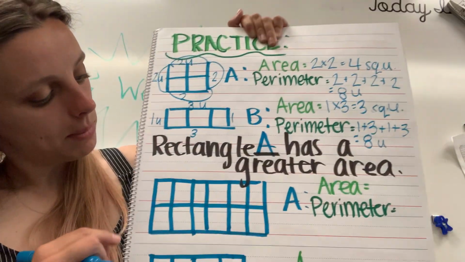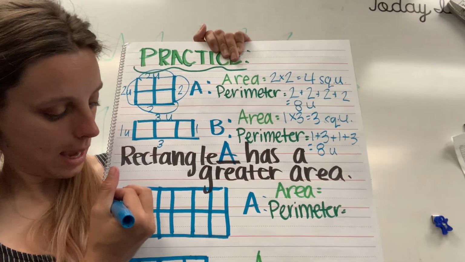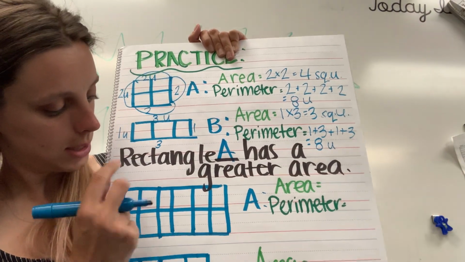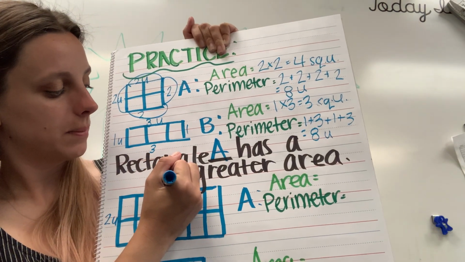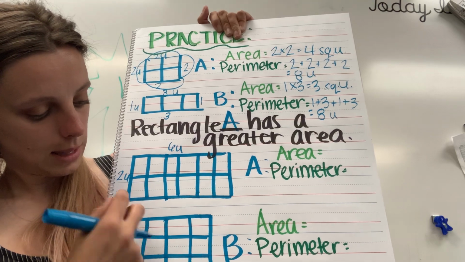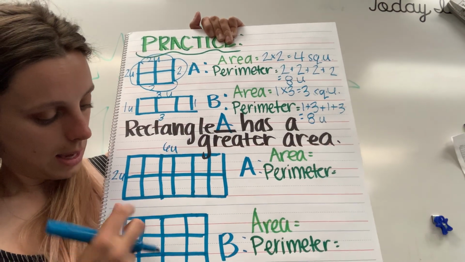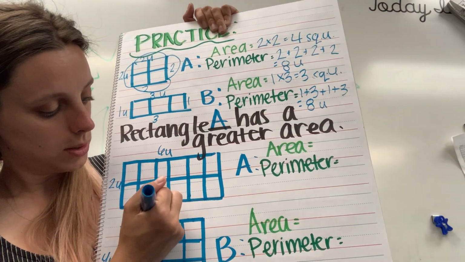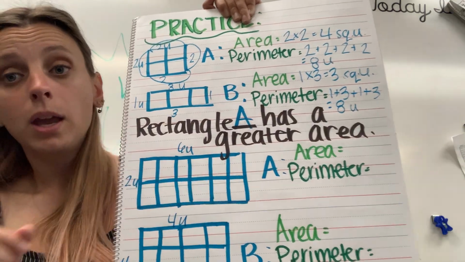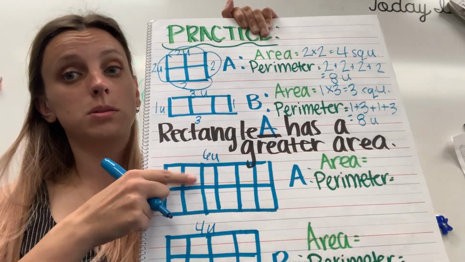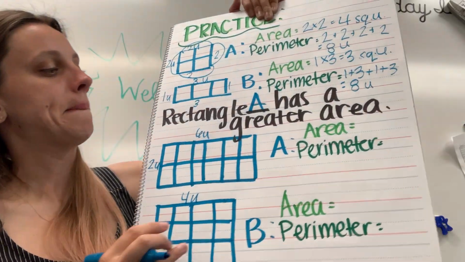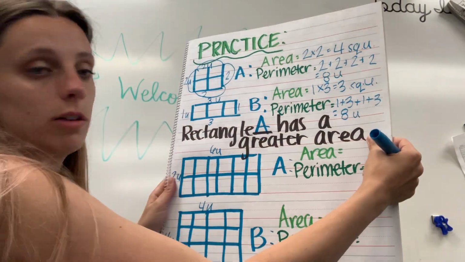All right, so I'm gonna start. I'm gonna count. Rectangle A has a side length or width of 2 units and a length of 1, 2, 3, 4, 5, 6 units. Rectangle B has a length of 4 units and a length of 1, 2, 3, 4 units. So this one is actually a square. Remember that all squares are rectangles, but not all rectangles are squares, right? So I'm ready to solve.